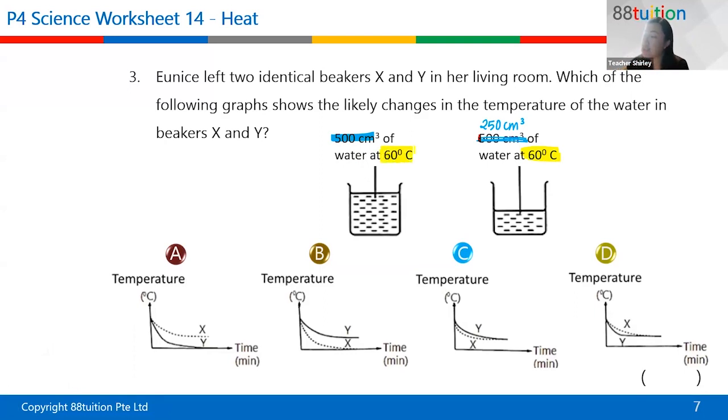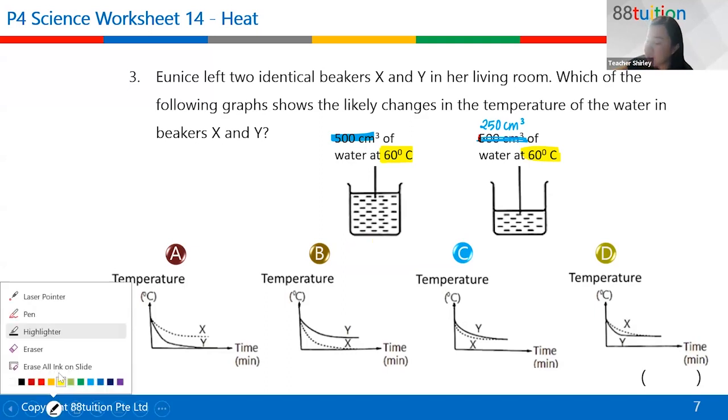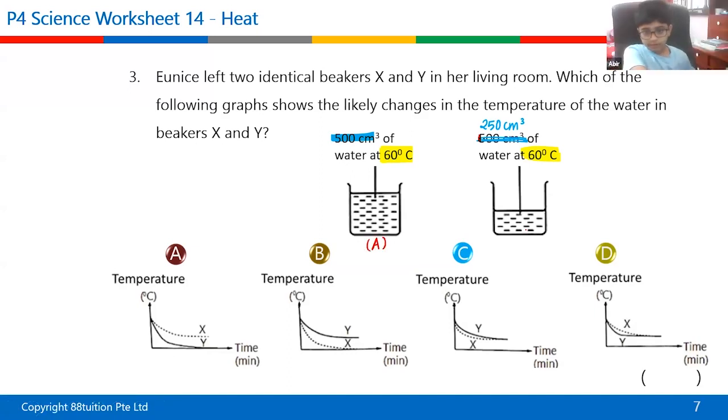Okay, so in this case, let's take a look. In terms of volume, which one has more heat? Maybe I'll just name it. Is it A or B? A has more heat, right? Because it has a greater volume. So if it has more heat, for it to lose heat, it will take a longer time. Oh, sorry, I think they haven't labeled. This one is X and this one is Y.